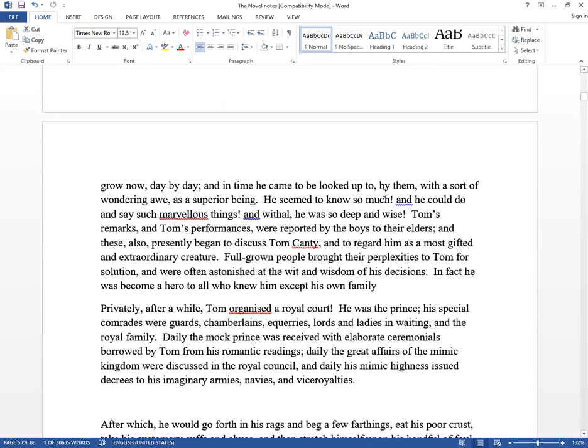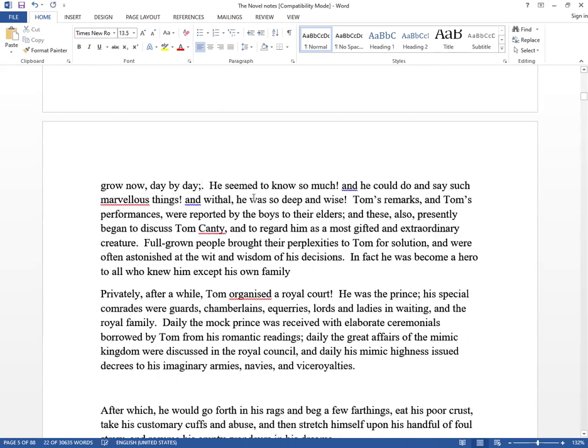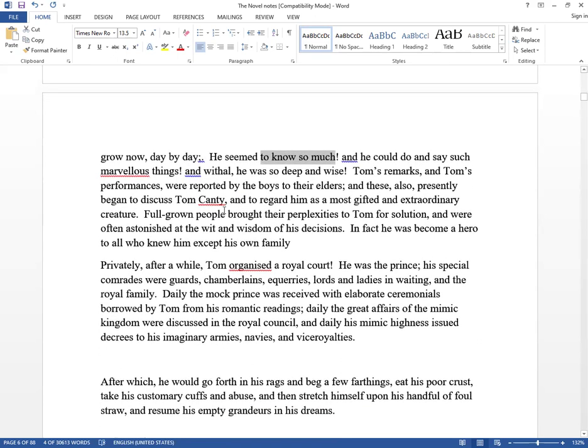And in time too, he became looked up to by them with a sort of wondering. Oh, this part is not in your book, don't worry. He seemed to know so much. Now Tom does appear to know so much. What is the idea? Now Tom is a knowledgeable person. He could do and say such marvelous things, wonderful things. And withal, not only that, he was so deep and wise. Now Tom is a wise man.